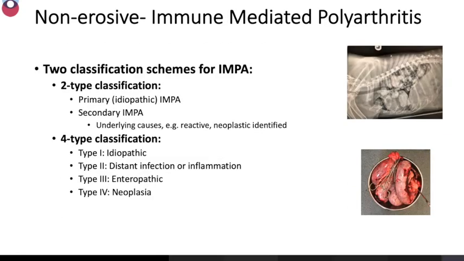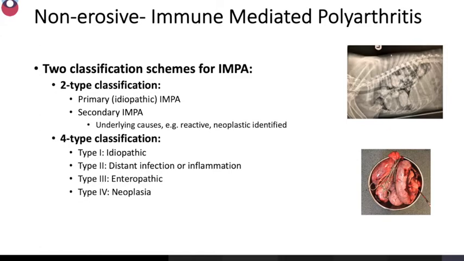And then moving on to the main focus of this talk, non-erosive immune-mediated polyarthritis. We have 2 main classification schemes for this. One is primary IMPA, which is idiopathic and we don't know why it occurs, and then secondary IMPA, which we say is due to underlying causes. And then the next, a 4-type classification scheme, is just breaking that down a bit more. So type 1 is idiopathic, type 2 is in relation to a distant infection or inflammation, and that can be anything from urinary tract infection, pyoderma, or pyometra, and then type 3 we can see associated with gastrointestinal disease or IBD, and type 4 with neoplasia.